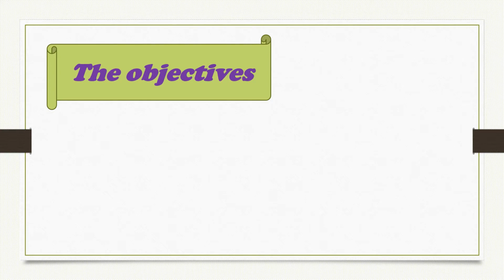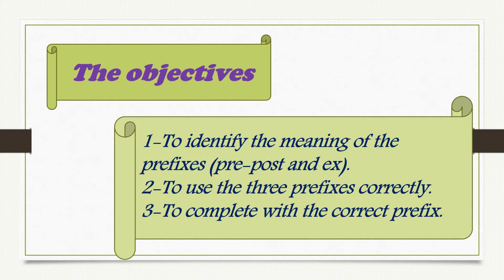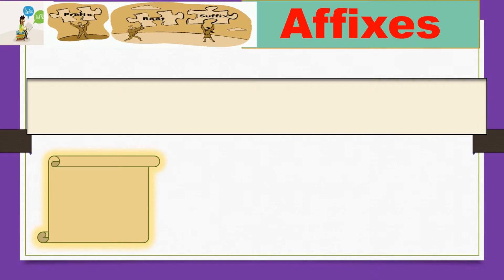Yes, let's start with the objectives of our lesson today. What are the objectives of our lesson today? Number 1, to identify the meaning of the prefixes pre, post, and ex. Number 2, to use the 3 prefixes correctly. Number 3, to complete with the correct prefix.